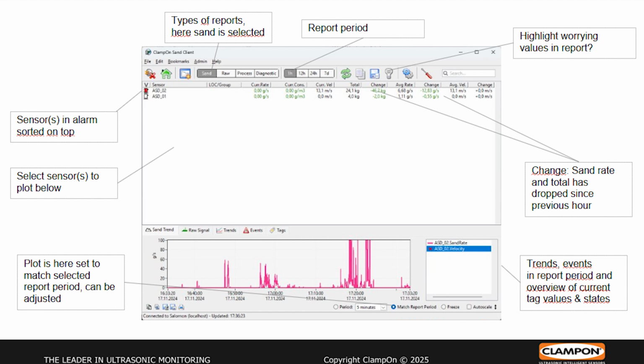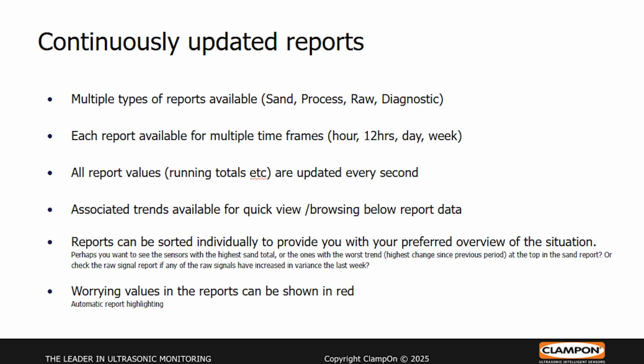But you also have the trends directly on the reports. So down in this area, you can just select your sensors or multiple sensors and see the trend of that sensor. You have a choice between a SAM trend, raw signal, or custom trends. So we're trying to make it as quick and easy as possible to give you an overview of the situation.